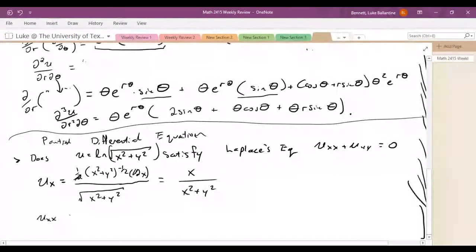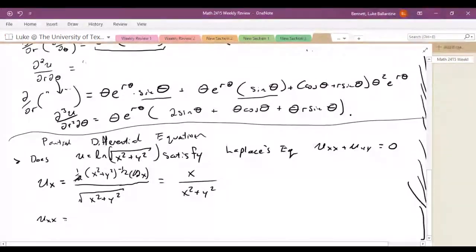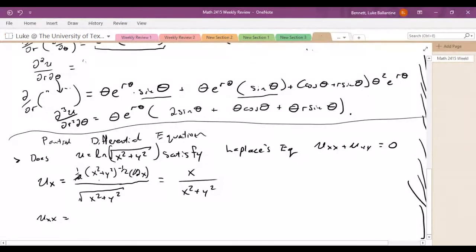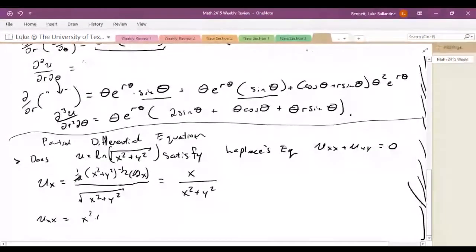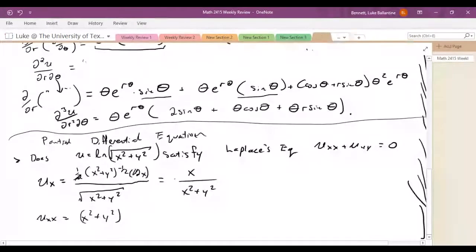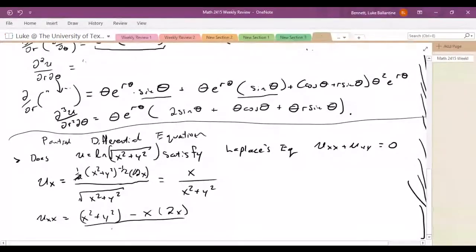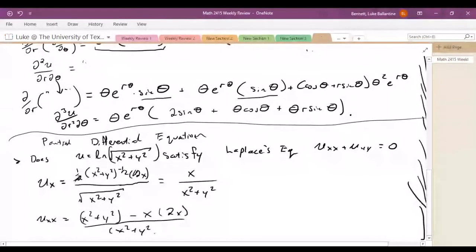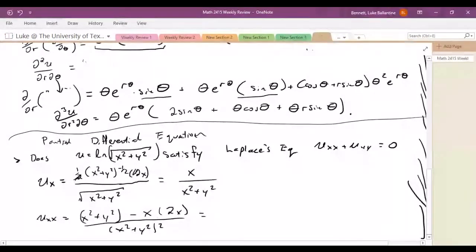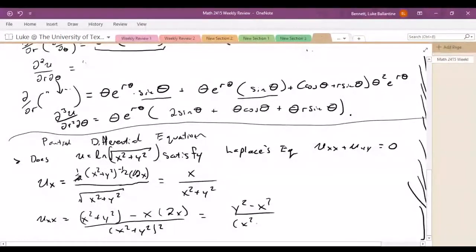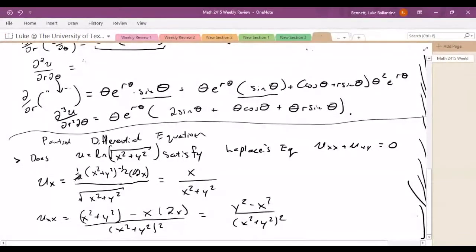We need u sub xx. For u sub xx, we need the quotient rule now. y is constant, x is the variable we're differentiating with respect to. So we have low d high, the derivative of the top is just 1, minus high d low over the square of what's below. So this is actually going to be y squared minus x squared over x squared plus y squared, squared.